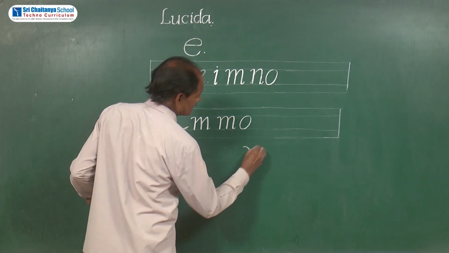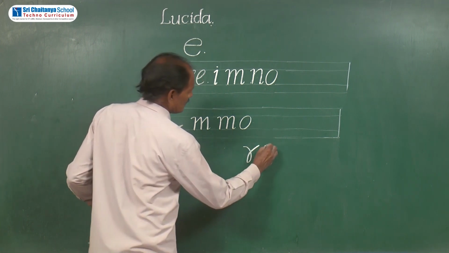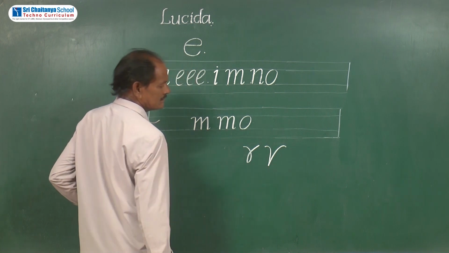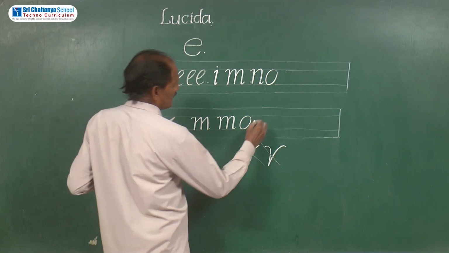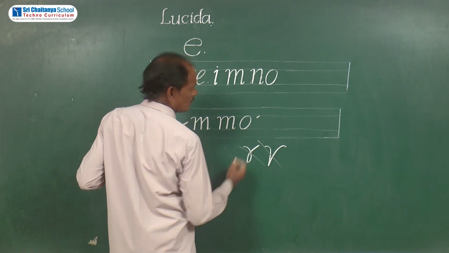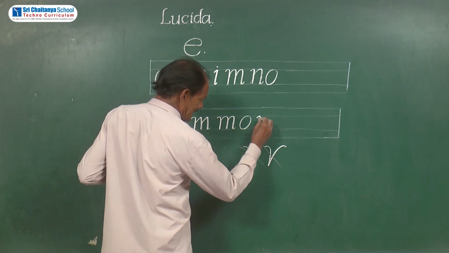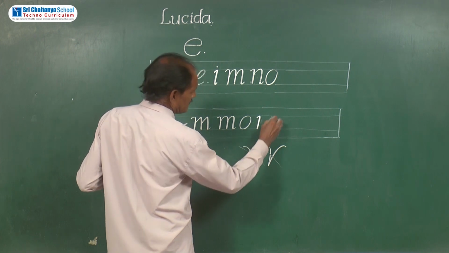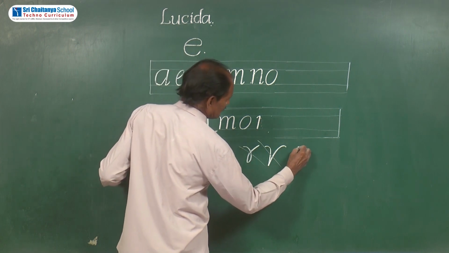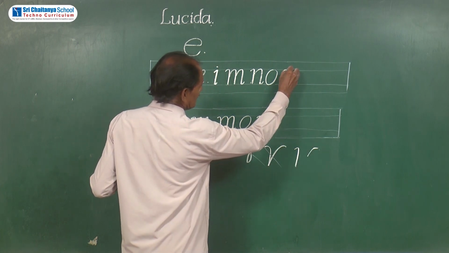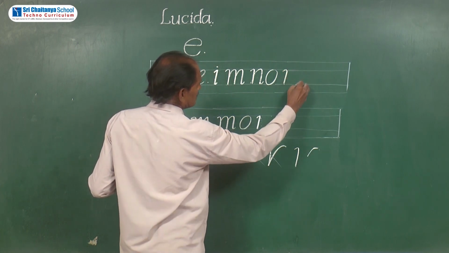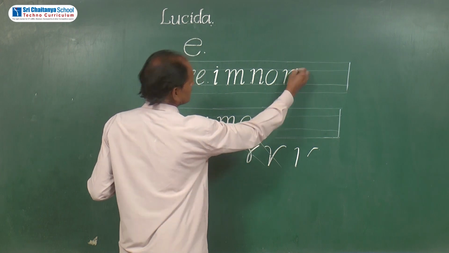And most of the students make a mistake while writing R. Somebody writes like this, and somebody writes like this. This is not the correct way of writing R. It is a small hyphen, a straight line, and the stroke, this is the first stroke and this is the second stroke. This second stroke is started between these two lines, like this we have to write R.